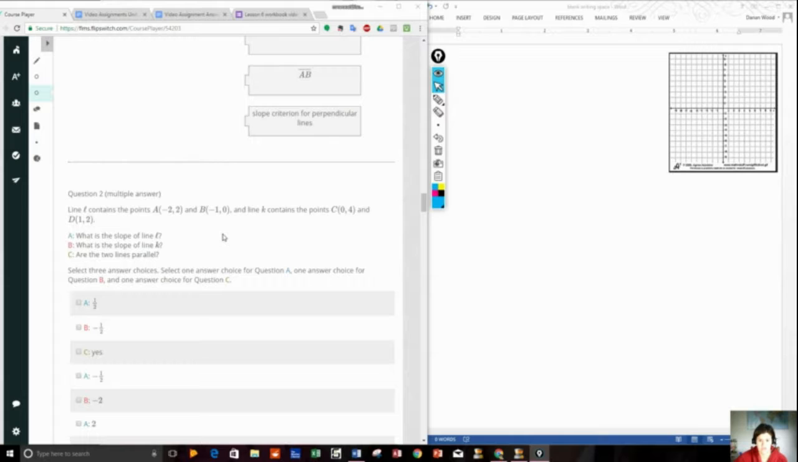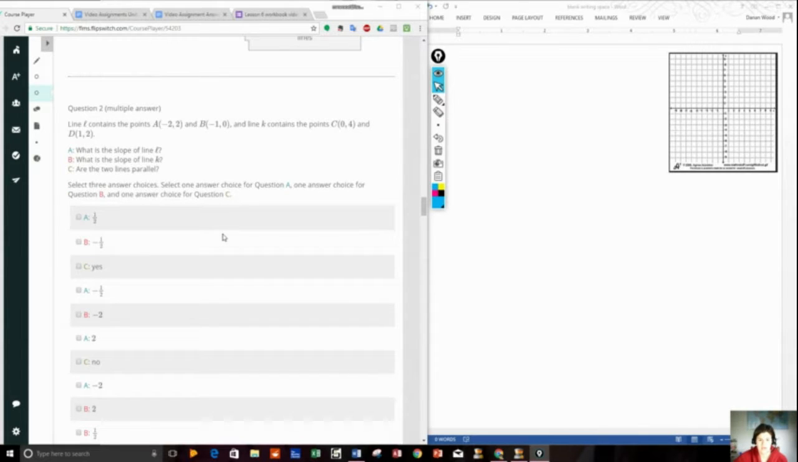Question 2. Line L contains points A (-2, 2) and B (-1, 0), and line K contains points C (0, 4) and D (1, 2). A, what is the slope of line L? B, what is the slope of line K? And are they parallel?